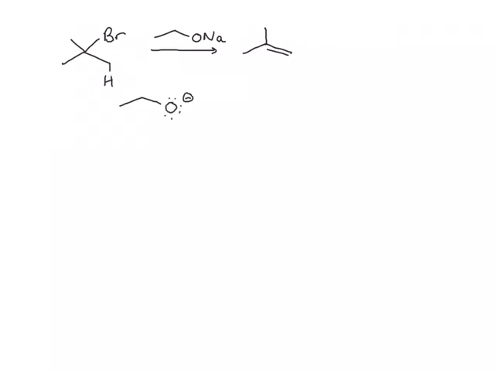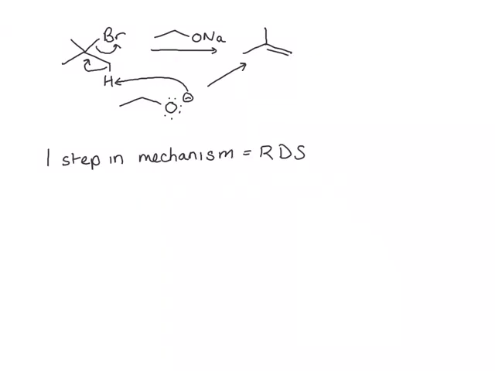The ethoxide ion deprotonates on the carbon next to the carbon with the leaving group. The bonding electrons to that proton form the pi bond, and the leaving group leaves with its bonding electrons to give the alkene product. Because there is only one step in the mechanism, this must be the rate-determining step. Both the substrate and the base are involved in the rate-determining step.